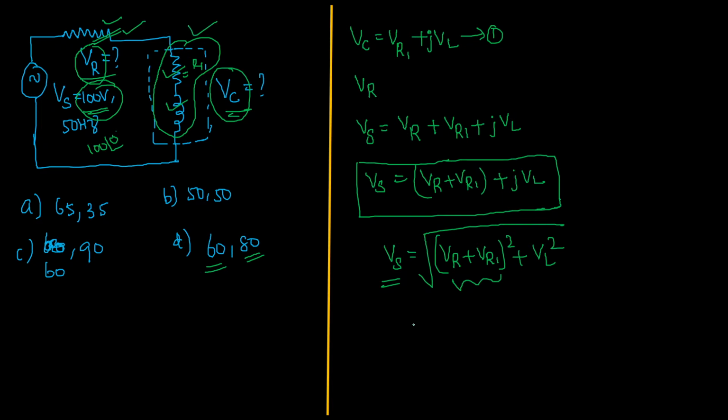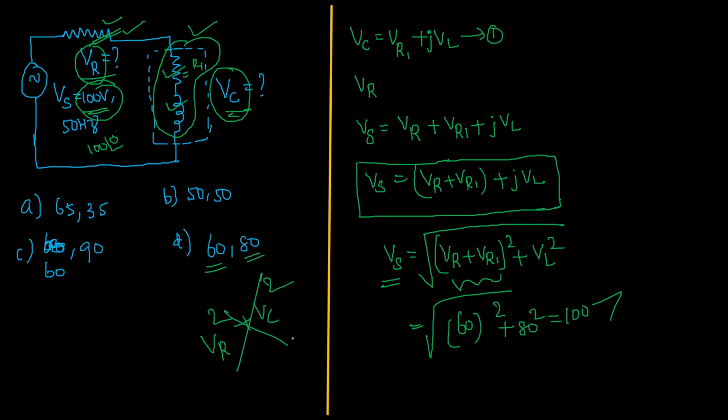It is possible. Here what you can do is, this is very simple: the total real part is 60, so if you take real part square plus imaginary part square and take the square root, you will get 100. Of course this is the correct answer and it is valid only if the value of VR plus VR1 will be equal to 60.